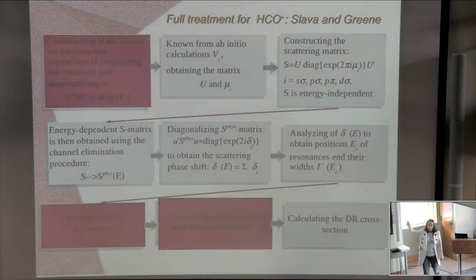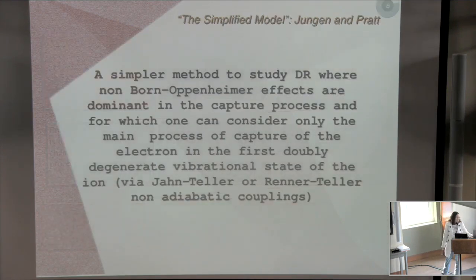What I want to point out from this treatment is that three simplifications have already been made. First, the ionic rotation has been neglected, so there is no rotation of the ion in the Hamiltonian. The second one was already described by Dr. Jungen: the average of the resonances. The width of the resonance is inversely proportional to the density of the resonances, so you can average over the resonances. And also, the point that was brought up twice today, we are neglecting autoionization, so once the electron is captured, the molecule will dissociate.